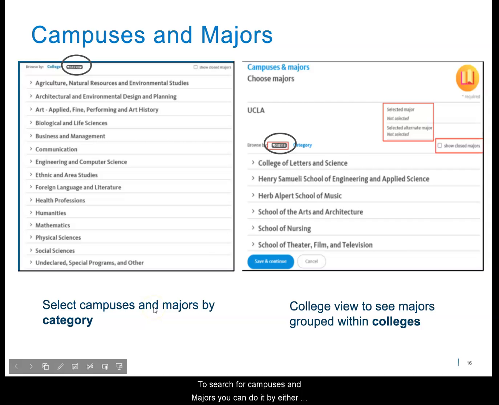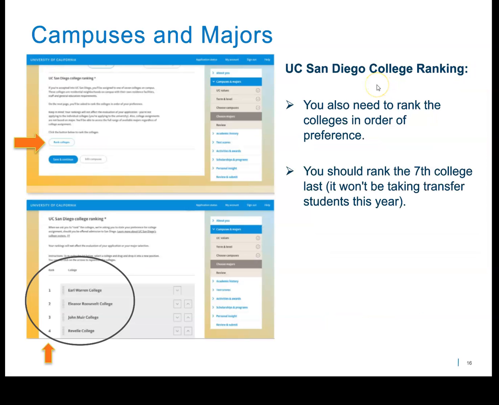To search for campuses and majors, you can do it by either category, or you could also view the list if they're grouped by colleges. For campuses and majors, if you selected UC San Diego as one of the campuses you want to apply to, they will ask you to rank their colleges. They do have 7, and you'll need to rank them in order of preference. Keep in mind that the 7th college is not taking transfer students at this time, so you should rank it 7th as your last option.